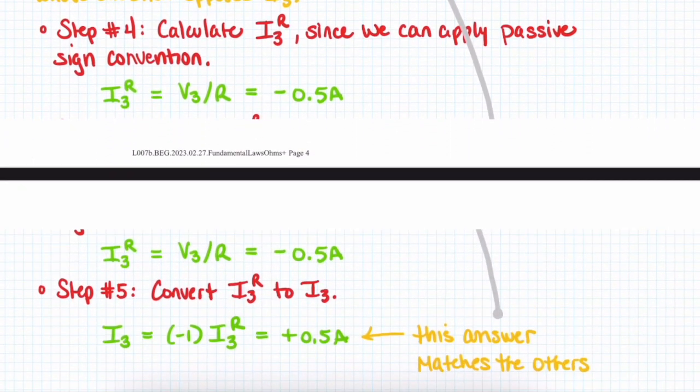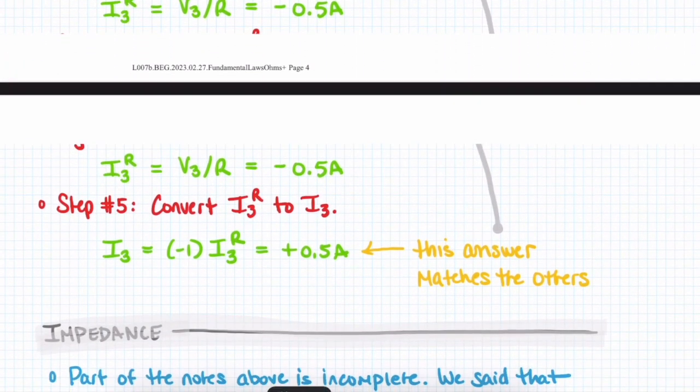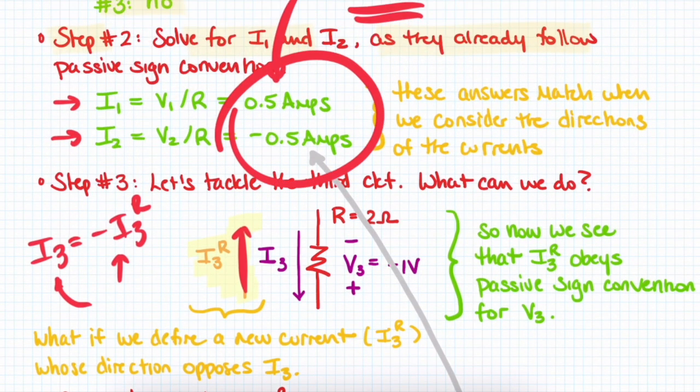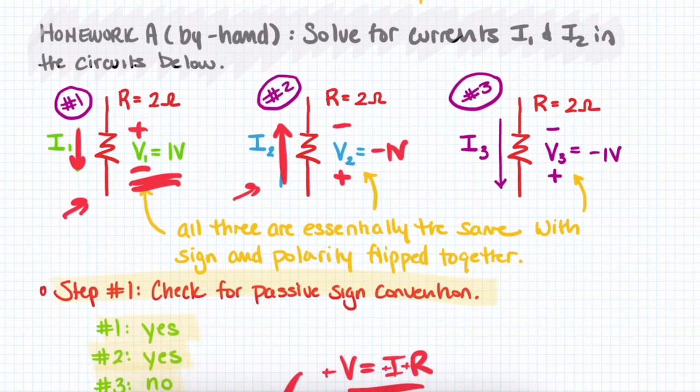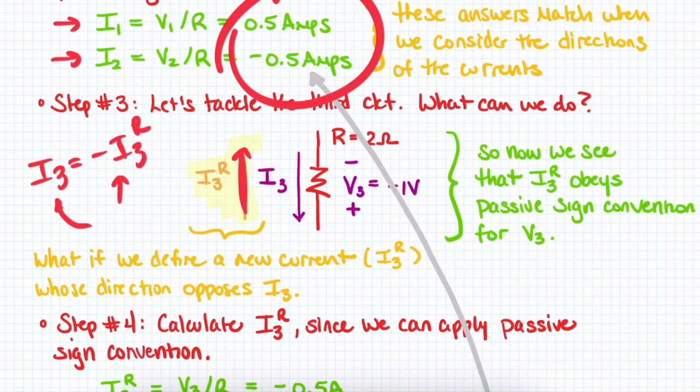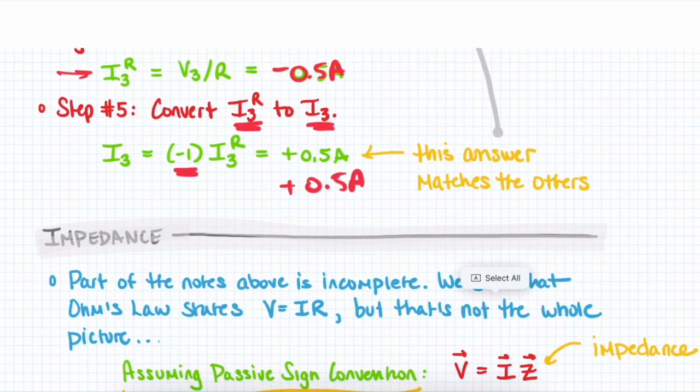All right, so what we're going to do is solve for I3R. It's V3 over R, the same passive sign convention based equation. And we end up with negative 0.5 amps. And it's pretty easy to convert one to the other. We simply multiply by negative 1, and that gives us 0.5 amps positive. And you can see that this answer is consistent with the other two that we got up above, where the direction of I3 matches that of I1. I1 gives us positive 0.5 amps, and I3 gives us positive 0.5 amps.